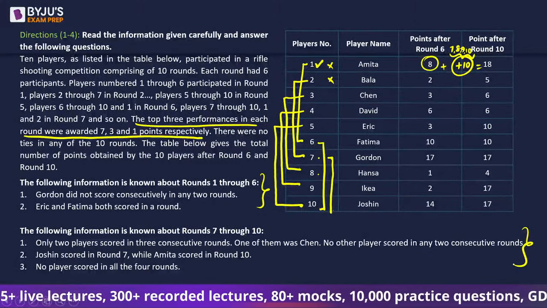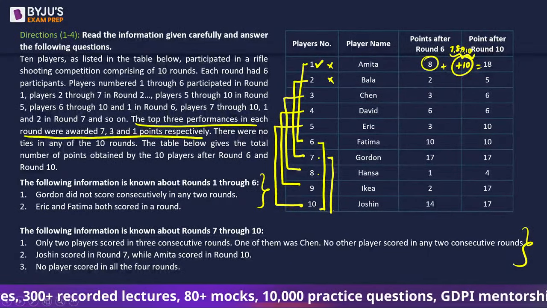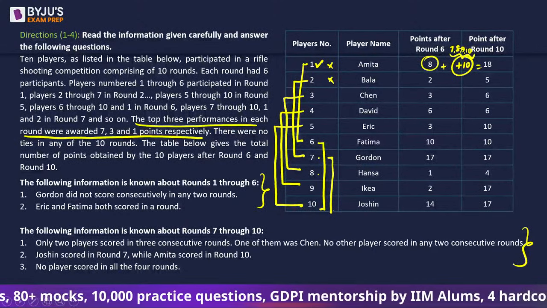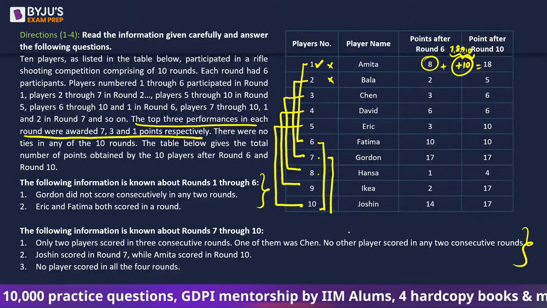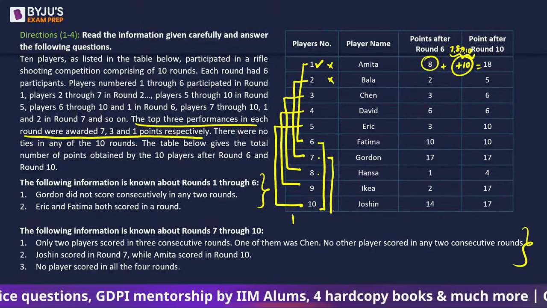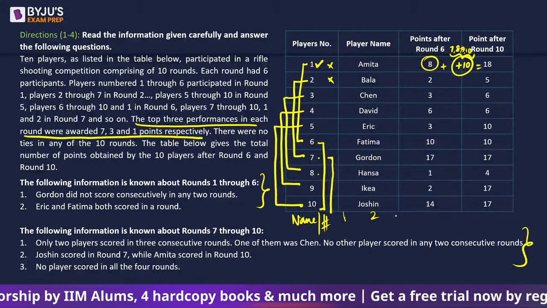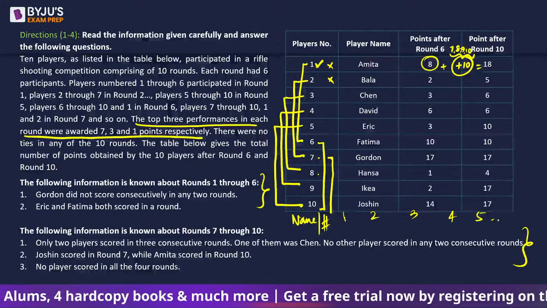So how do we make this cycle, right? That's the critical part. We can understand and represent this if we draw a matrix where we write down the names of the players, or the player number, and the round number 1, 2, 3, 4 like this.